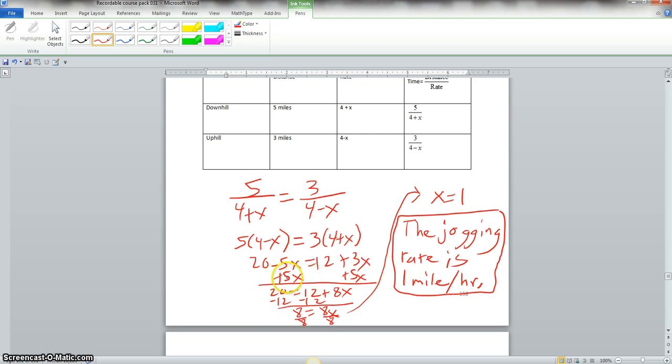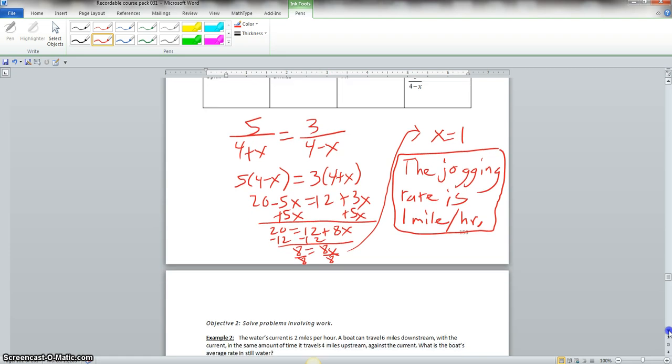Now we solve for x. I added 5x on both sides, and I got 20 is equal to 12 plus 8x. Then I subtracted 12 on both sides, and that gave me 8 is equal to 8x. We divide each side by 8, and x is equal to 1. So our jogging rate is 1 mile per hour, and that is the final answer for this problem.